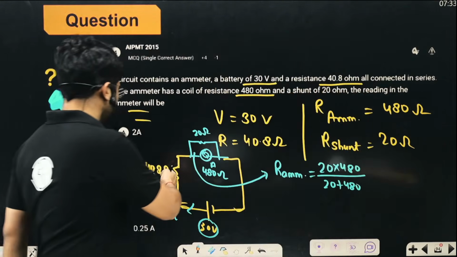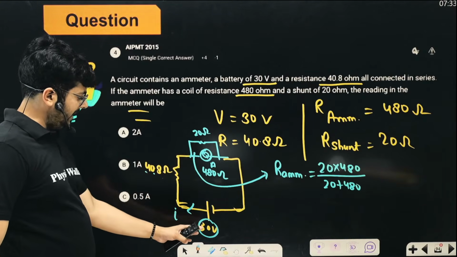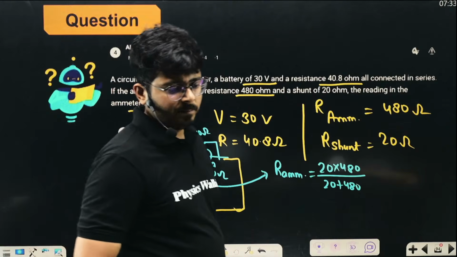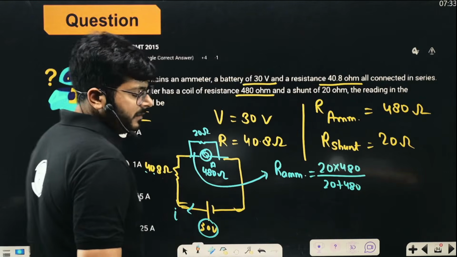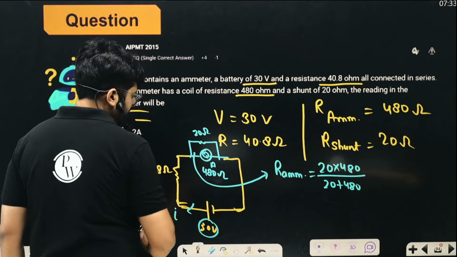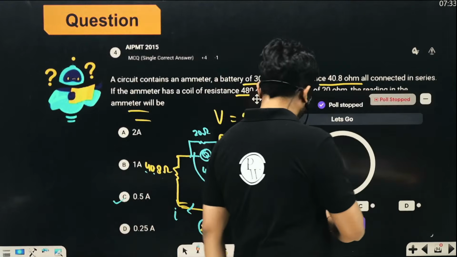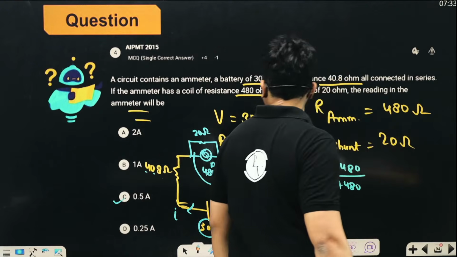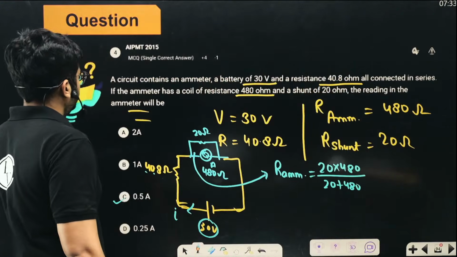So 20 plus 40 is 60 and just divide 30 by 60. So around 0.5, right? Okay. So that's it. 0.5 is the correct answer. Option C is the correct option.